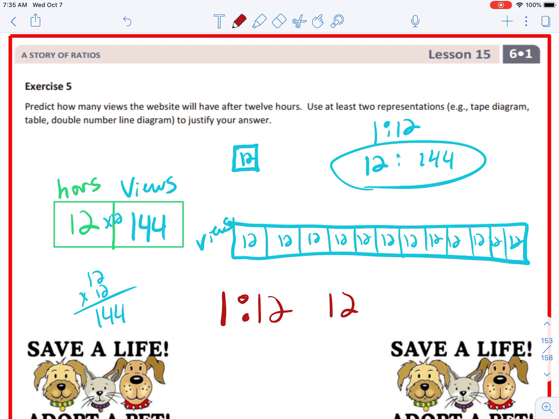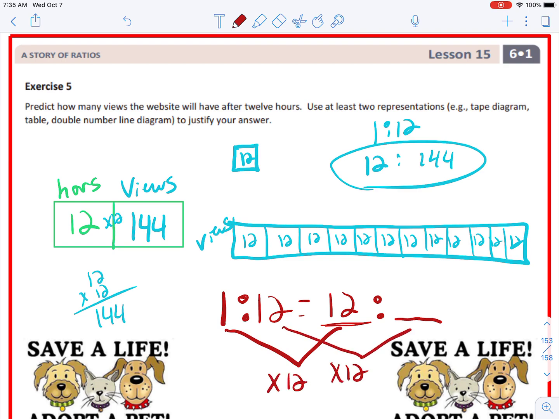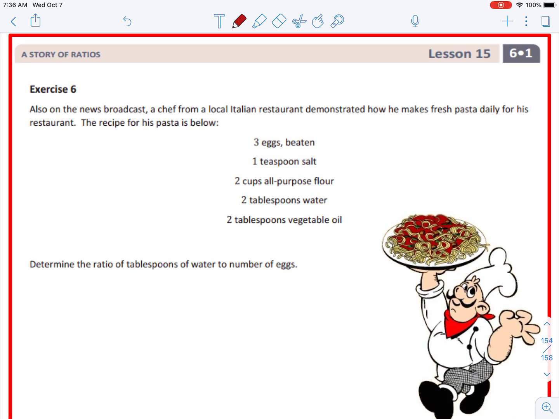Another thing that we can do, if we have 1 to 12, and we know the number of hours, which is the first number in our ratio, we don't know the second number, but we know the first. So what do you have to do to 1 to get 12? Well, you multiply by 12. Now you have to multiply 12 by 12, and you get 144. There's multiple ways to do this. Pick the one that you feel more comfortable with. As long as you get the correct answer and you show work, you're going to be fine. All right, let's move on.